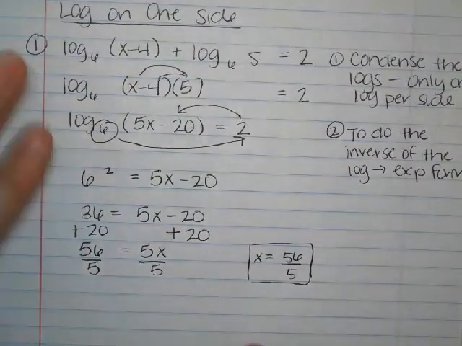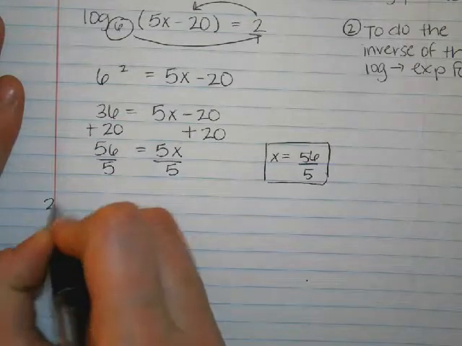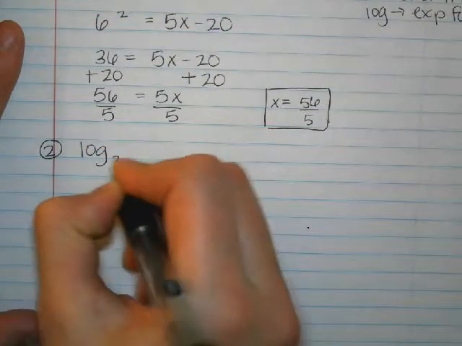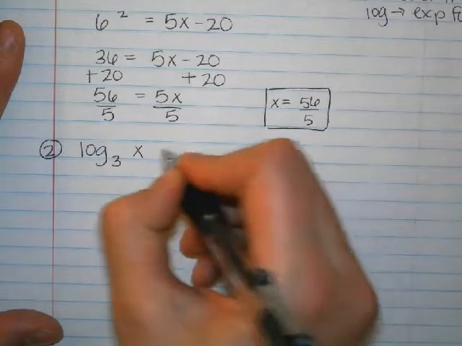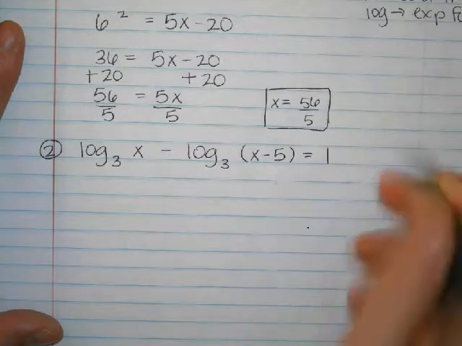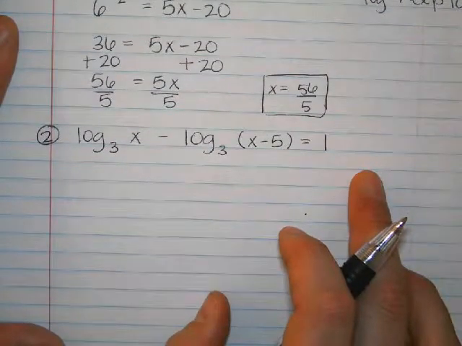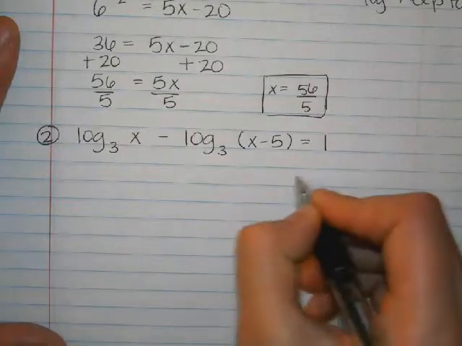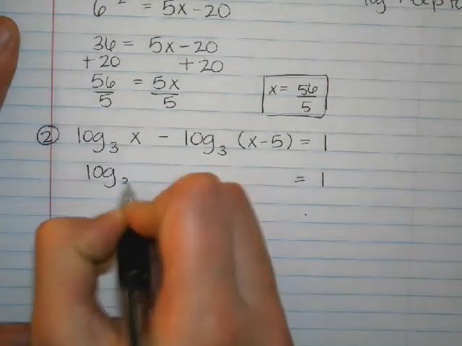Okay, second example. We are going to do log base 3 of x minus log base 3 of x minus 5 equals 1. So what's our first step? Condense. Yeah, bring down the 1 and then condense this side. We can only have log base 3 written one time.